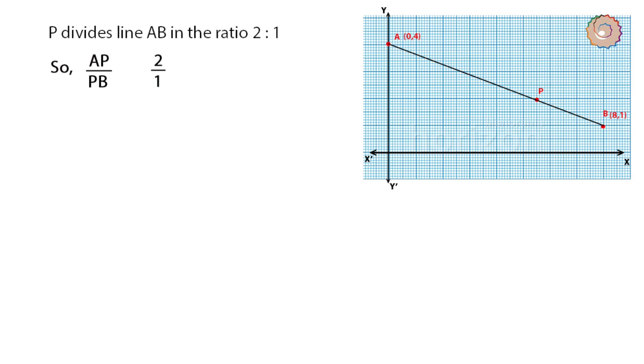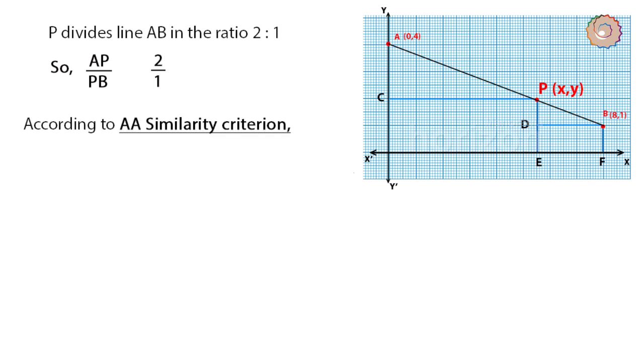Let the coordinates of P be (x, y). Draw perpendiculars from P and B to the x-axis, meeting it in E and F respectively. Draw PC perpendicular to PD and BD perpendicular to BF. According to the AA similarity criterion, if two angles of one triangle are respectively equal to two angles of another triangle, then the two triangles are similar. So triangle ACD and triangle PDB are similar.